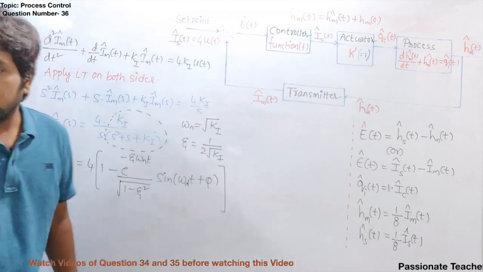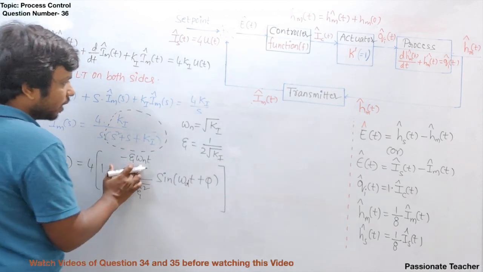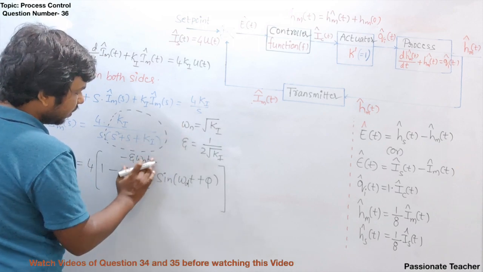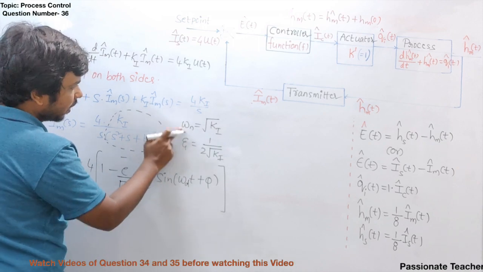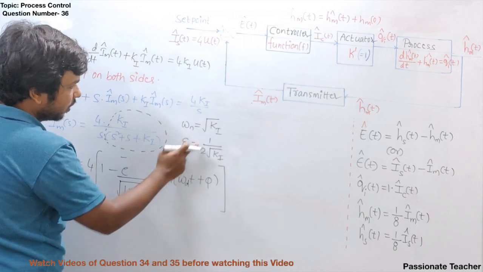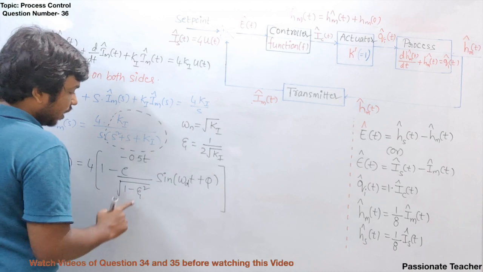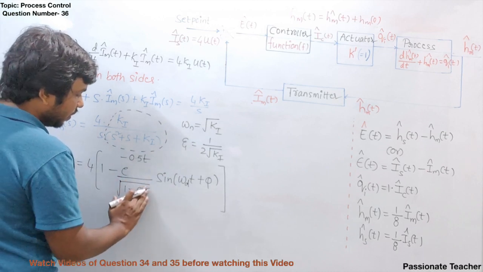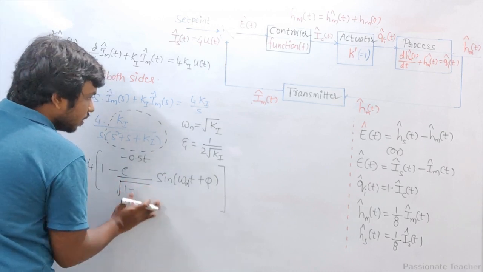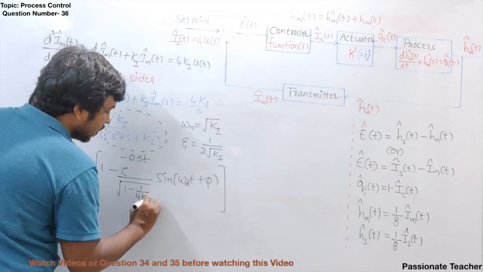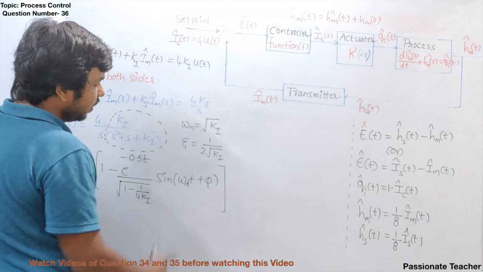Okay, so now if you replace this slowly, what is omega n here and zeta? We have both the values of zeta and omega n here. If you multiply that, you are going to get zeta into omega n here. This root ki, you are going to have 1 by 2. So this is going to be 0.5 times t. And here it is going to be zeta square. Zeta square means how much here? This is going to become 1 by 4 times ki. Right? And sine omega d t plus phi.